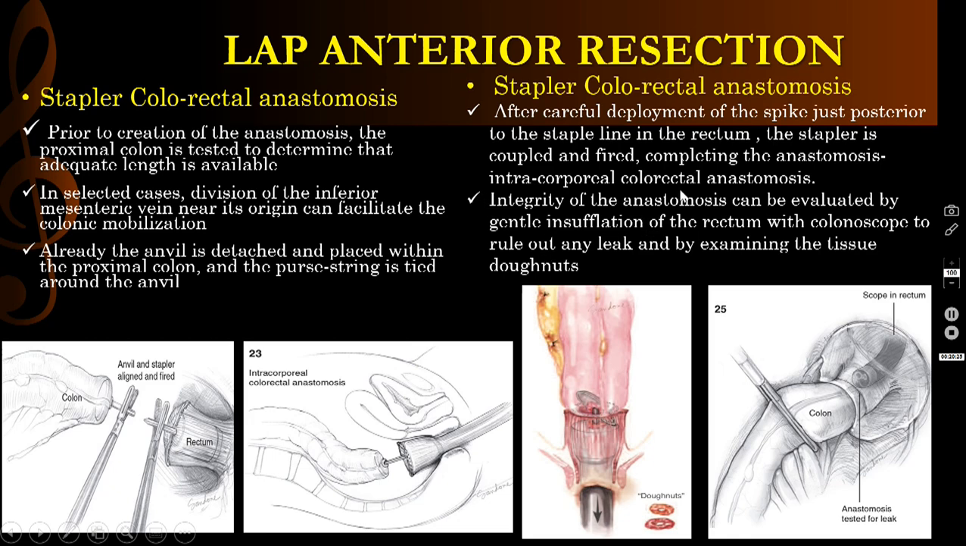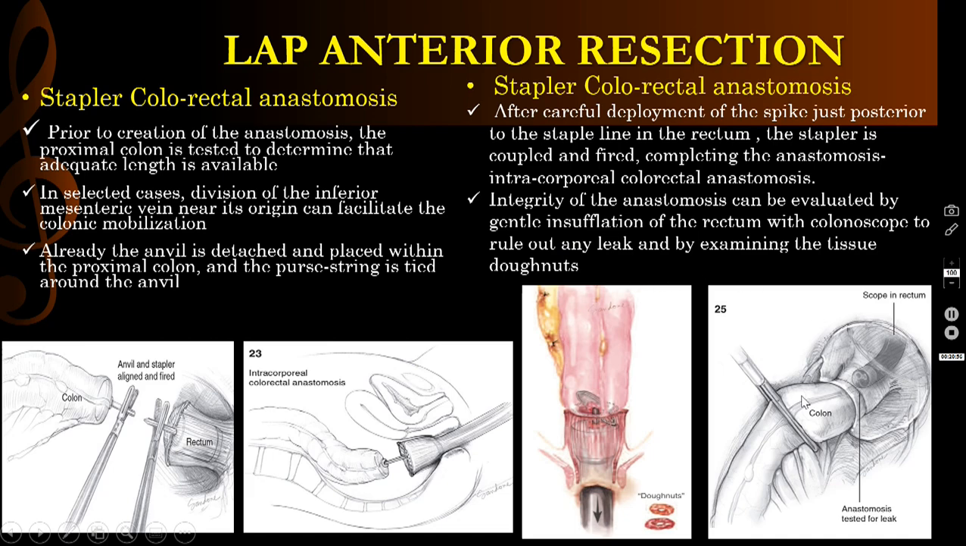The integrity of this anastomosis can be evaluated by gentle insufflation of the rectum by either a colonoscope or sigmoidoscope to rule out any leakage. While doing this insufflation, you have to fill the pelvis with some fluid. If there is any leak, you can see air bubbles there. So in this way, you can rule out any leak in the anastomosis.